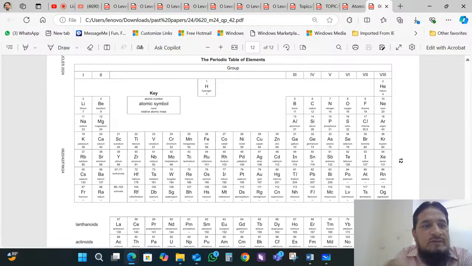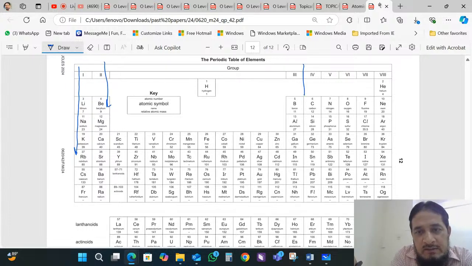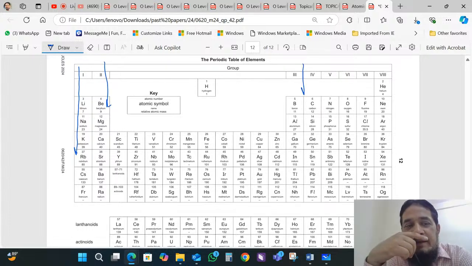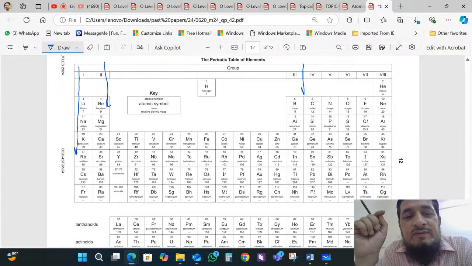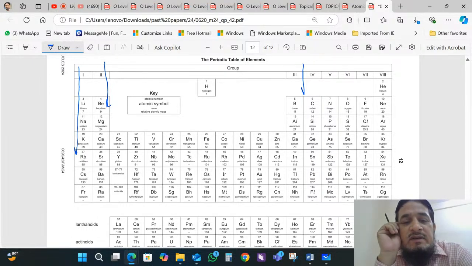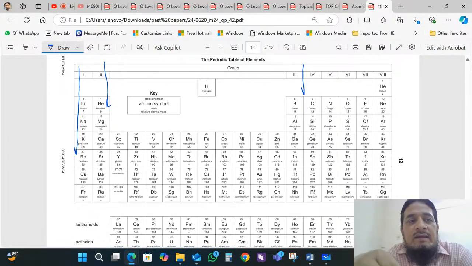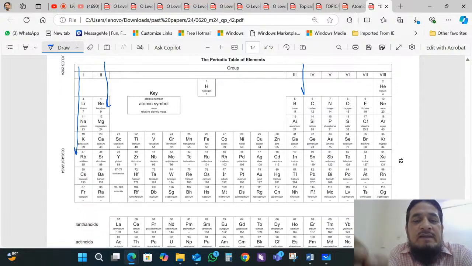So this contains groups. Groups go downward. This is the first group, this is the second group, and the third, fourth, sixth, seventh and eighth. And keep in mind that in our syllabus there are the first 20 elements. Your exam will be assessed on the basis of the first 20 elements.